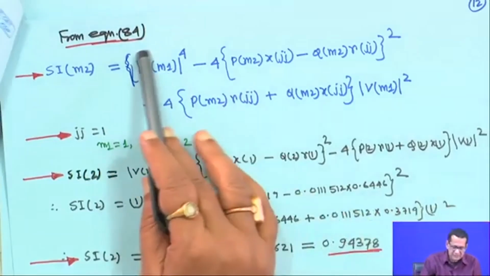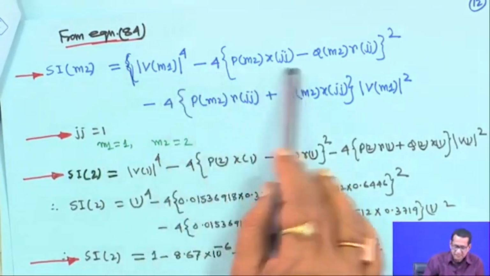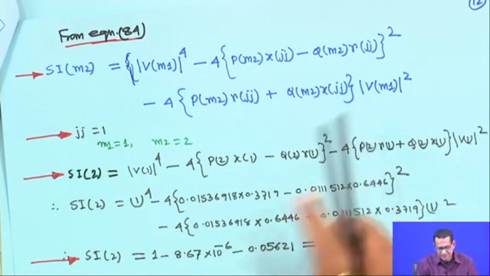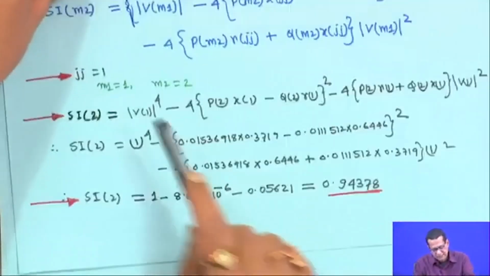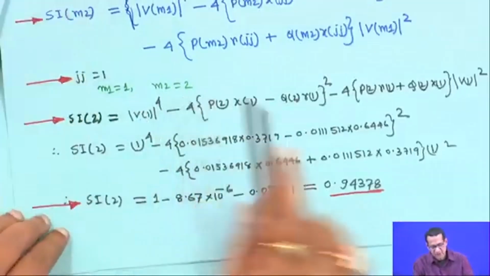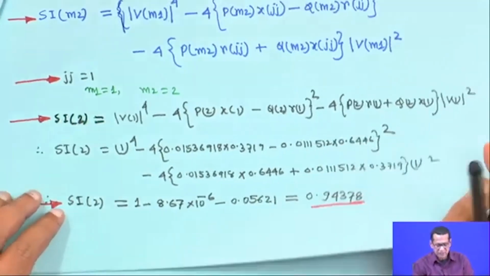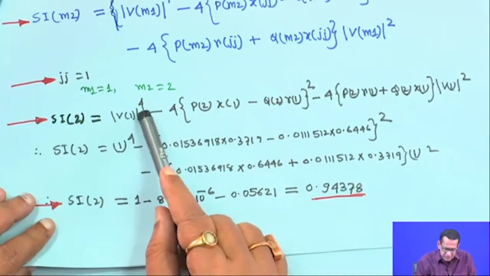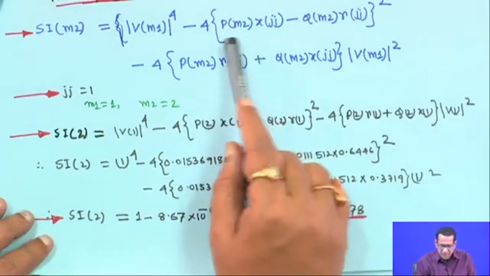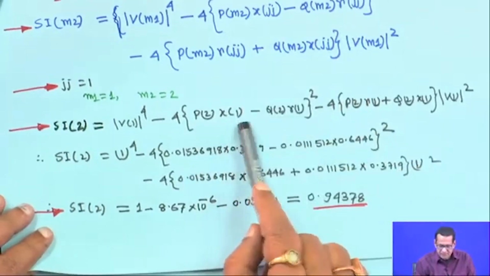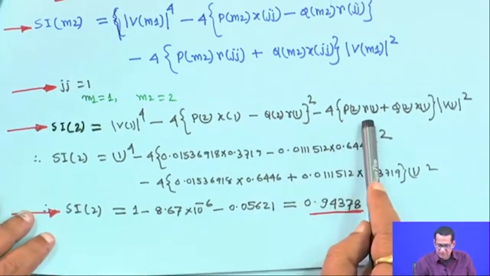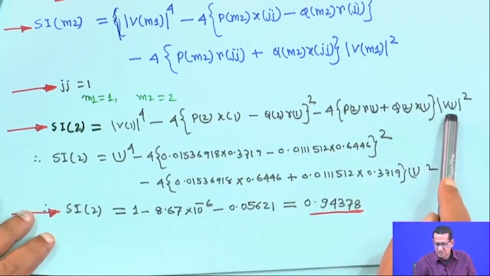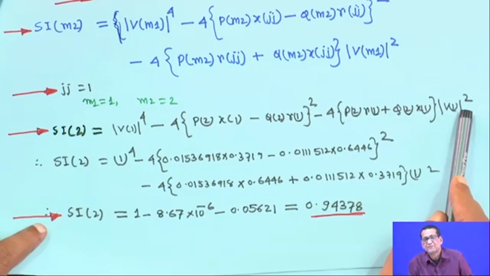So, using equation 84, this is my expression for SIM2. When j is equal to 1, m1 is equal to 1, m2 is equal to 2. This is just to give you a flavor of the voltage stability index. Therefore, SI2 is equal to V1 to the power 4 minus whatever is given here, you put (P2 X1 minus Q2 R1) whole square minus 4 into (P2 R1 plus Q2 X1) into magnitude V1 square.